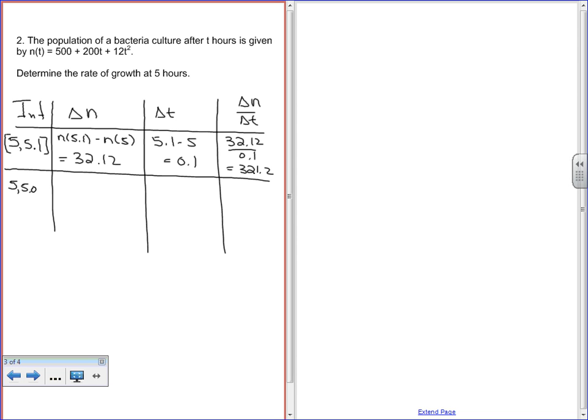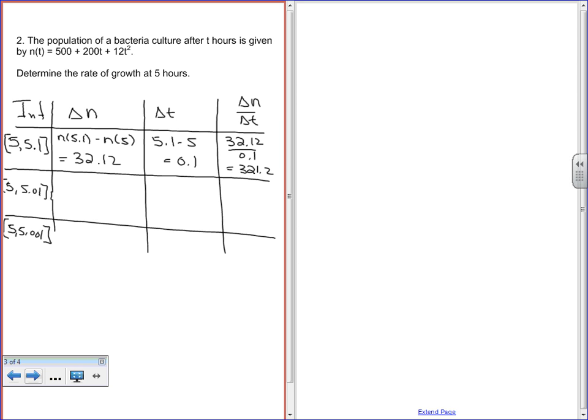And again, on your test, you're only required to do these 3. So the next one would be 5 to 5.01. You figure out that. And then the last one is 5 to 5.001. So every single time you're asked to figure out the instantaneous rate of change at a particular point, you're going to write down that point, and then you're going to write down that point with 0.1, then 0.01, and 0.001.